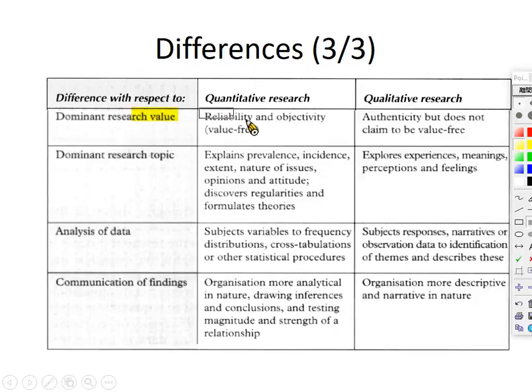Quantitative emphasizes reliability and objectivity. When we say objectivity, it is value-free, right? Why do we claim that we pursue objectivity especially in quantitative research? Because in our design, we have tried all the possible means to exclude the influences of human beings. We do not contact human beings. We only look at the numbers, right? Numbers are not equivalent to human beings.